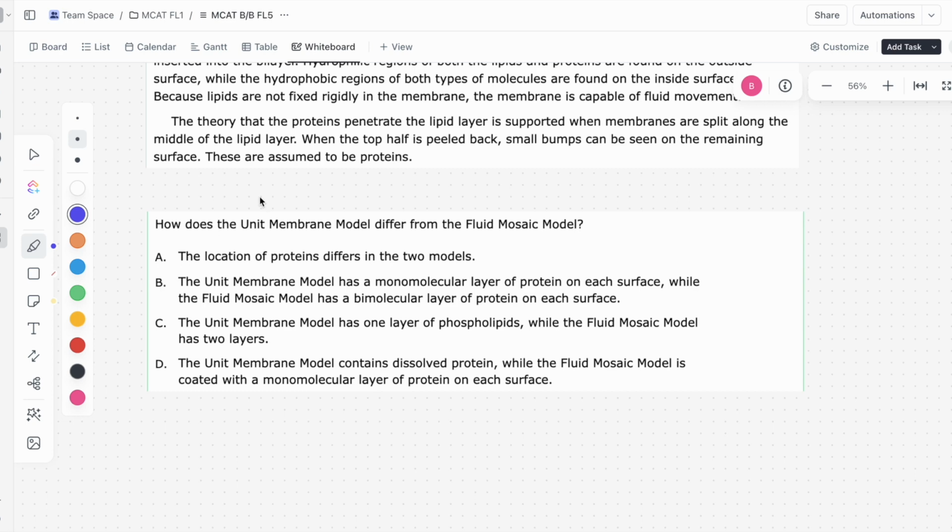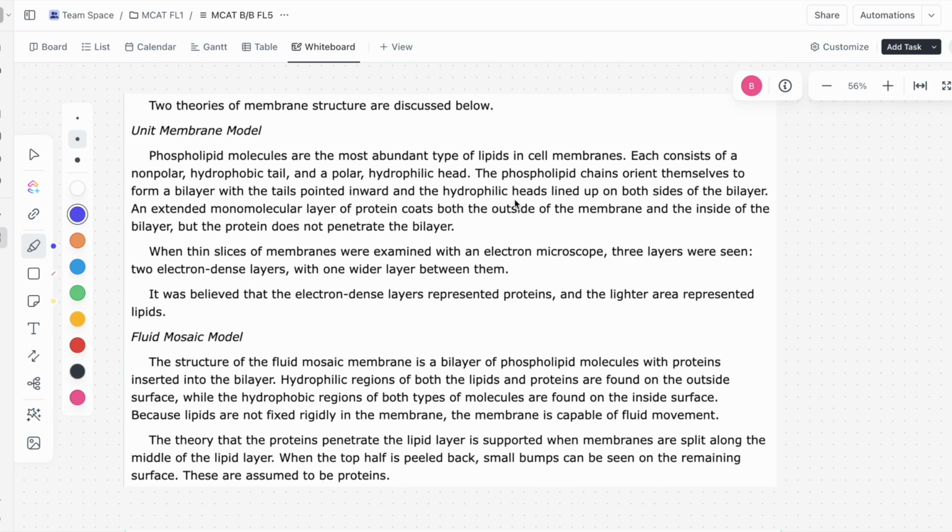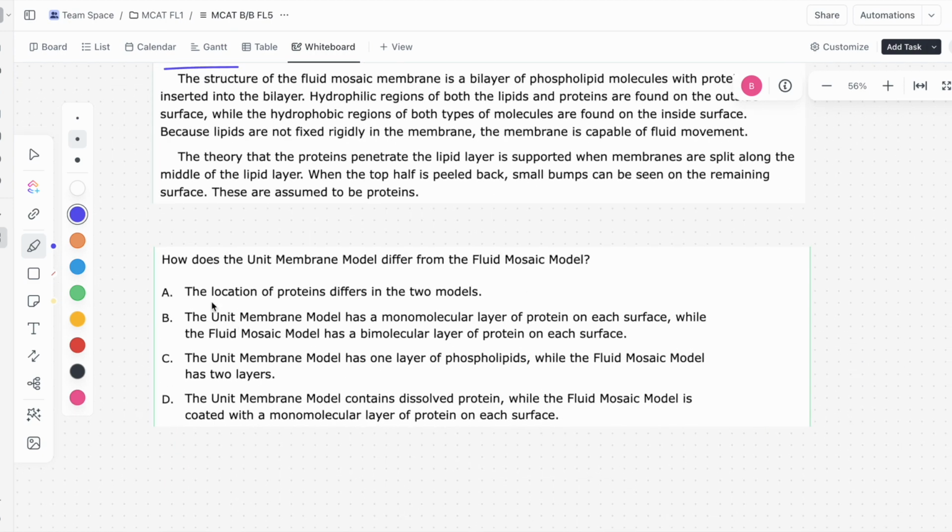This is the first question of passage 6. It says, how does the unit membrane model differ from the fluid mosaic model? So this passage is essentially like a CARS passage in which you have two theories of membrane structures written below, the unit membrane model and the fluid mosaic model. So let's just take a look at A, B, C, and D and see which one seems correct here.